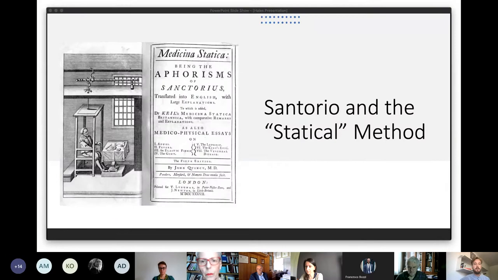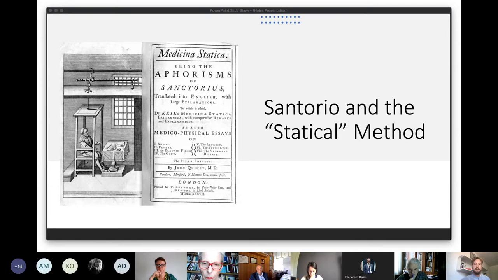It is telling in this regard that John Quincy attached Dr. Keill's Medicina Statica Britannica in a 1720 edition of his translation of Santorio's 1614 De Statica Medicina, in which he observes that the main point of difference between the two texts is that the authors lived and worked in different climates, i.e. they were very similar methods except for the different climates.